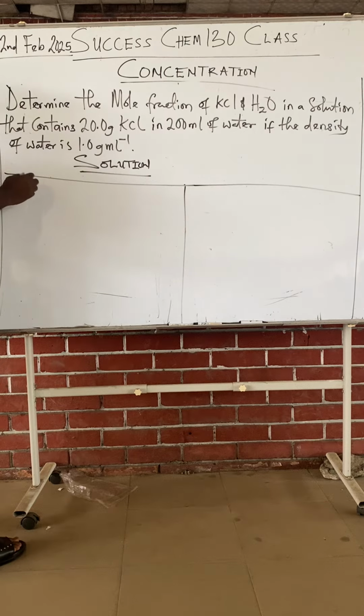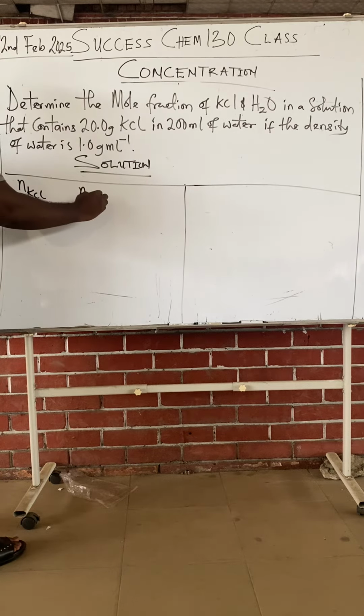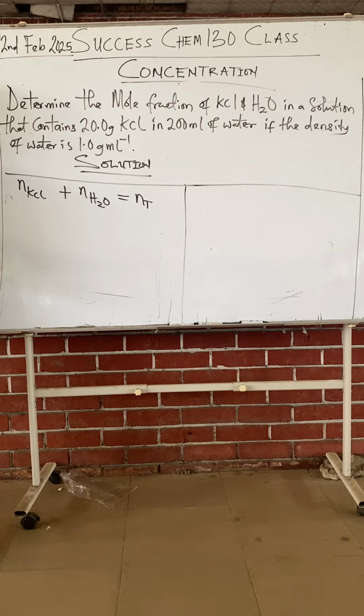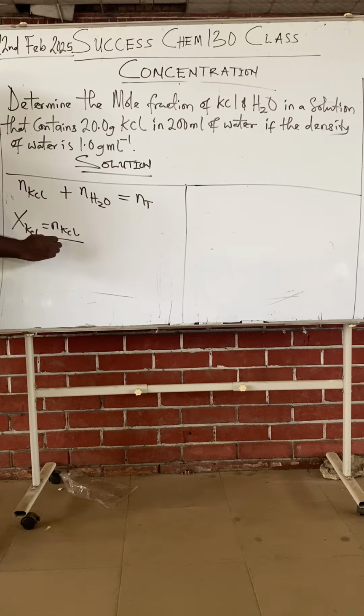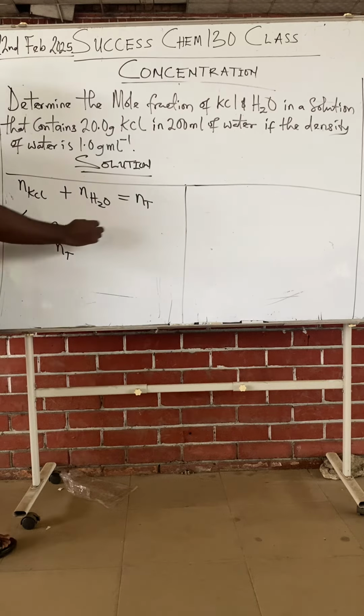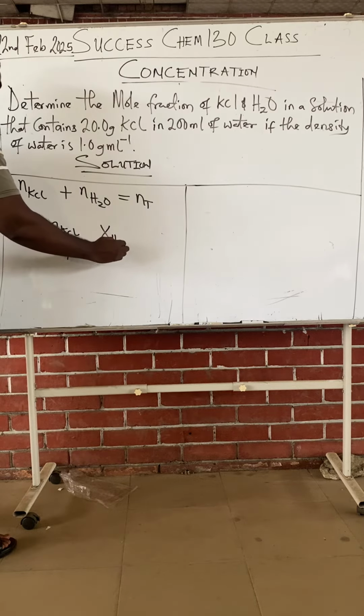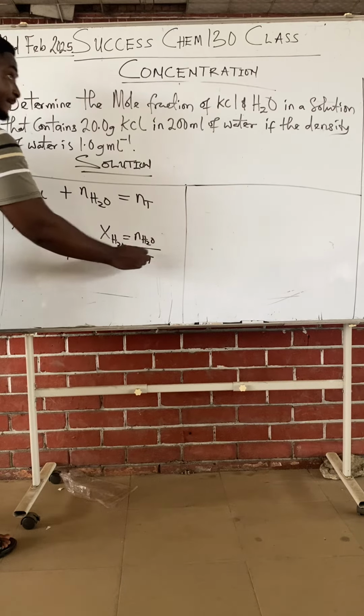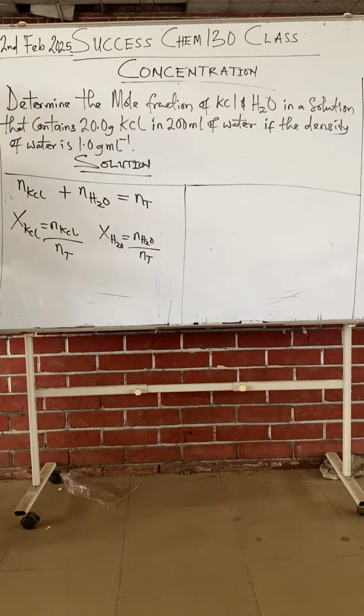To get the mole fraction, you need the number of moles of KCl and the number of moles of H2O, so that when we add them together, it gives us the total number of moles. Follow me. The mole fraction of KCl will be the number of moles of KCl divided by the total number of moles, and the mole fraction of H2O will be the number of moles of H2O divided by the total number of moles.